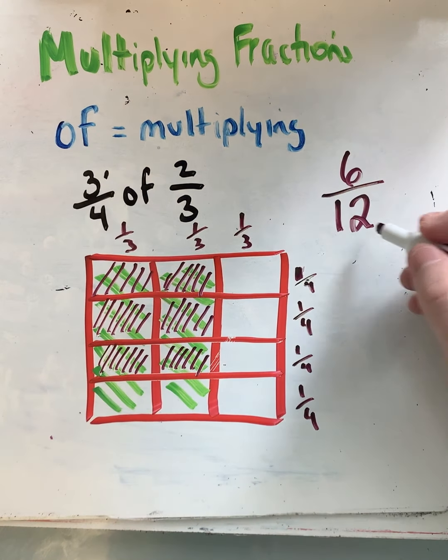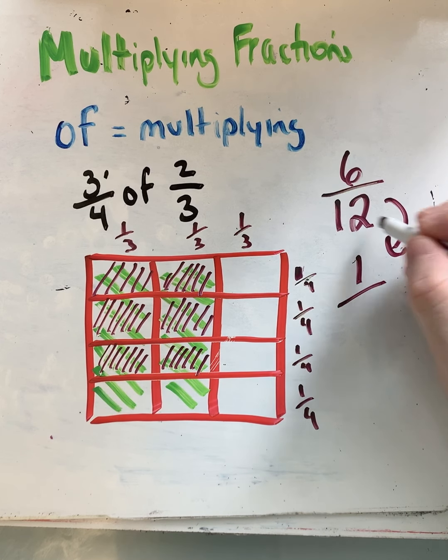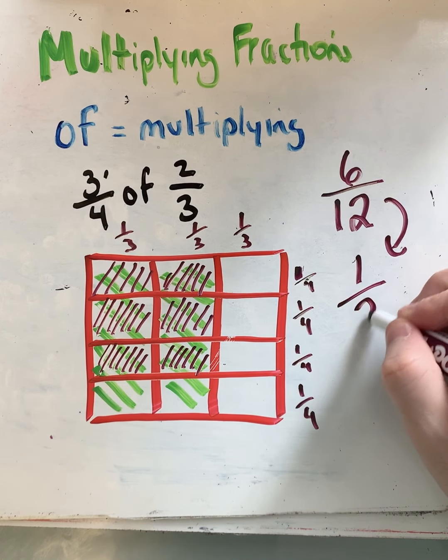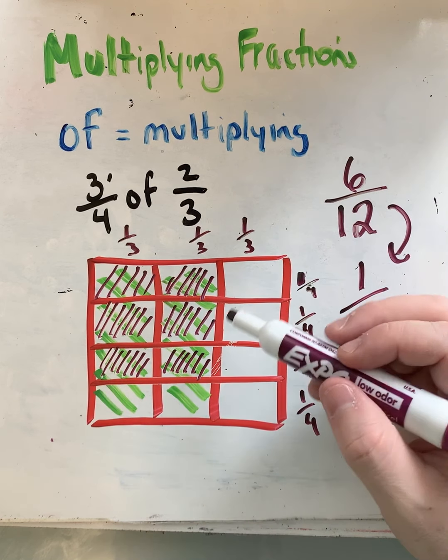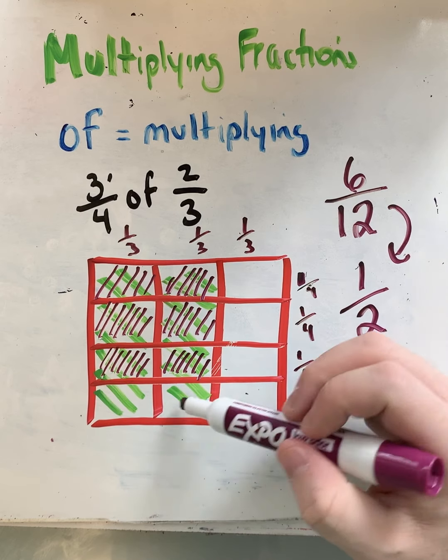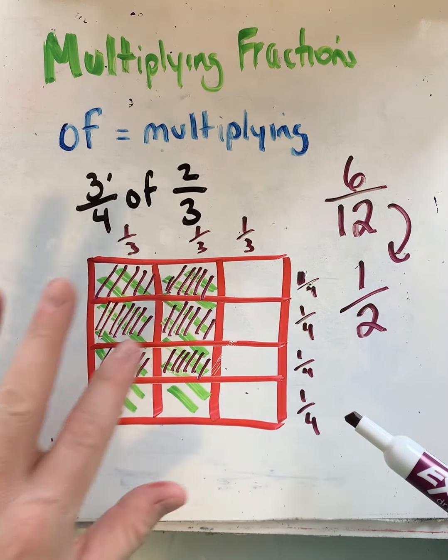Well, I know I can reduce this. 6 goes into 6 once. 6 goes into 12 twice. So half of the squares are colored in. Now that makes sense because I've got 1, 2, 3, 4, 5, 6 that aren't colored in. Okay, so again, just a visual way of looking at it.